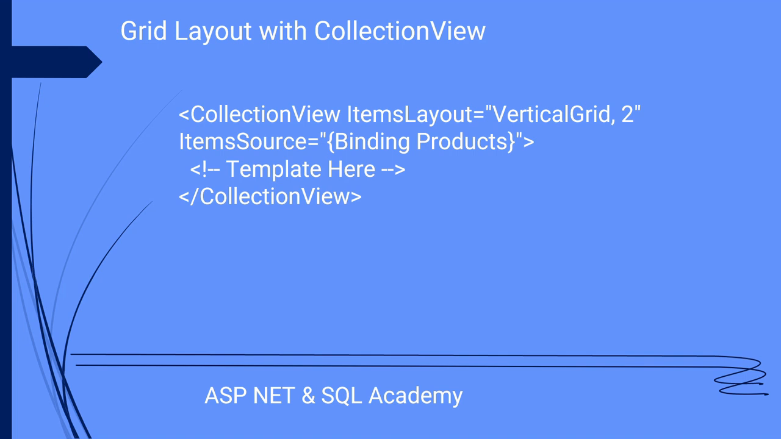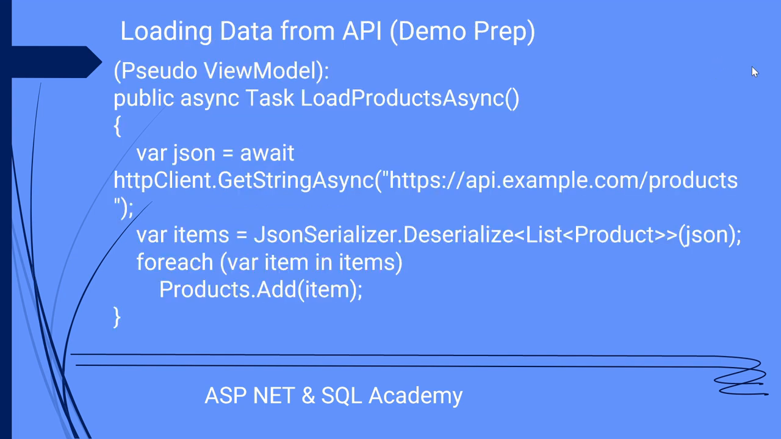CollectionView supports grids too. Just change ItemsLayout to VerticalGrid with the number of columns. Bind to real-world data by calling APIs and populating the ObservableCollection. MAUI works well with REST services.